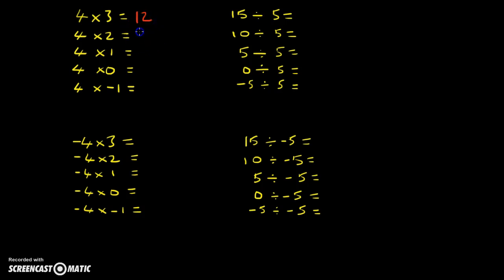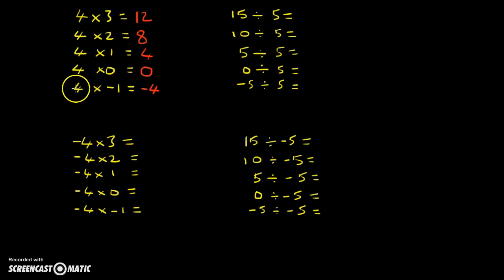4 times 3, 12, 4 times 2, 8, 4 times 1, 4, 4 times 0, 0. Now hopefully you notice these numbers are going down by 1, so 3, 2, 1, 0. Next one must be negative 1, and these numbers are going down by 4. 12, 8, 4, 0. Well, 4 below that is negative 4.